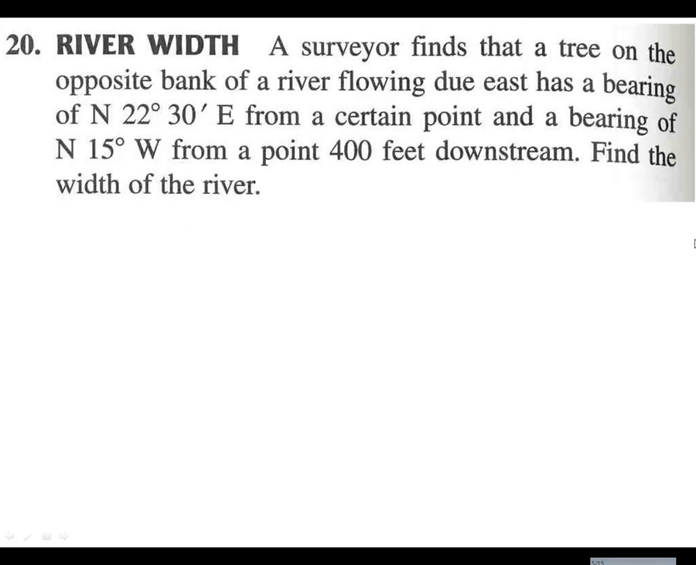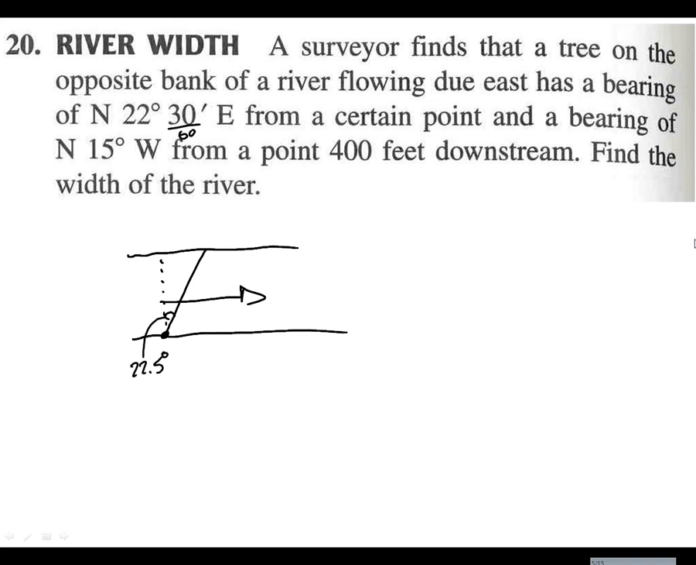A river problem. A surveyor finds that the tree on the opposite side of a bank. Alright, so here's one side of the bank, here's the other side of the bank. The river's flowing due east. Has a bearing of north 22 degrees 30 minutes east from a certain point. So here's our point. We're going to go north and then spin towards the east at 22.5 degrees. Remember 30 over 60 here. So in here, that angle is 22.5 degrees from a certain point, and a bearing of 15 degrees west from a point 400 feet downstream.